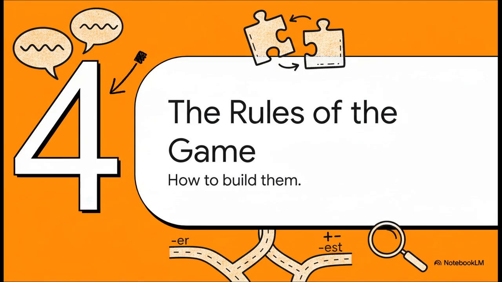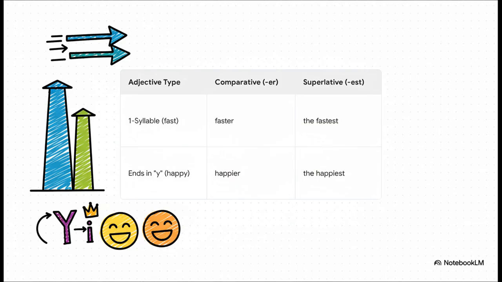Okay, so we know what these words are, but how do we actually build them? This brings us to the rules of the game. Because knowing when to add er versus est is the whole secret. And there are some really simple guidelines to follow. For most short, one-syllable words like fast or tall, it's easy. You just add er or est. Done. And for words that end in a y, like happy, all you do is change that y to an i before adding the ending. So you get happier and the happiest. Honestly, these two rules cover a ton of the words you use every day.